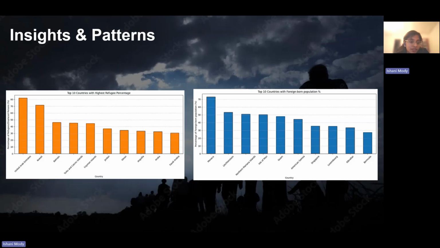In this slide, the graph on the left shows the top 10 countries which have the highest number of refugees, and the graph on the right shows the top 10 countries which have the highest foreign-born population.